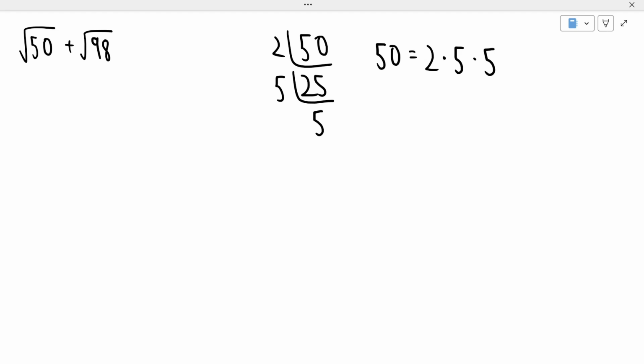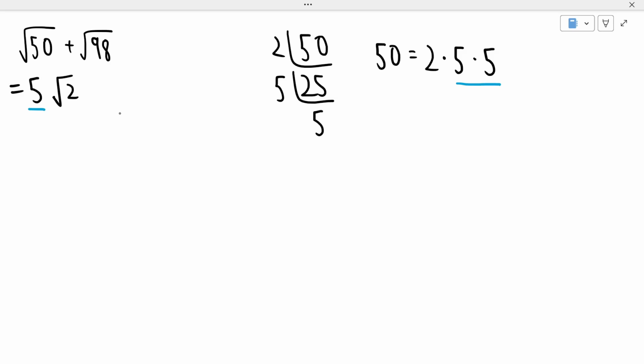So the pair of 5s in the prime factorization of 50 results in a single factor of 5 in the answer without the square root. And this is because square root of 5 times square root of 5 is equal to 5. Whenever we have a single prime factor in the prime factorization, it just results in the square root of that number in our answer. So the single prime factor of 2 here simply results in a multiplication by the square root of 2. So square root of 50 can be simplified as 5 square root of 2. So let's apply the same principles to simplify the square root of 98.